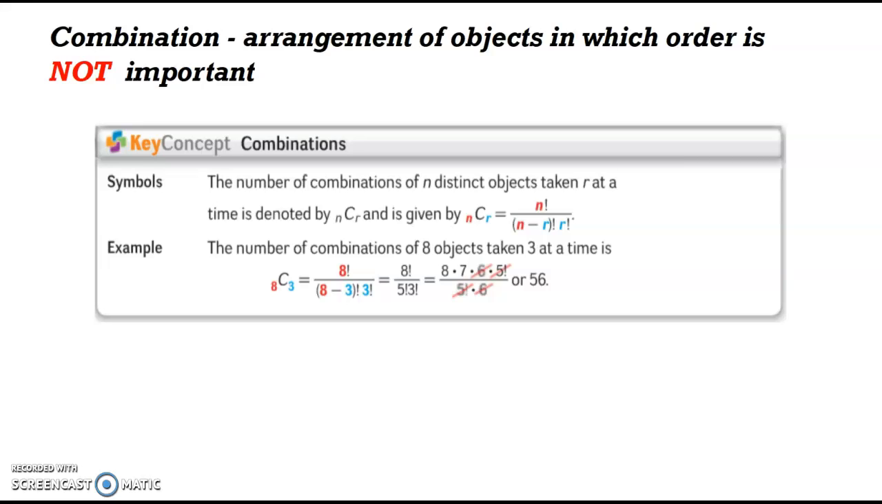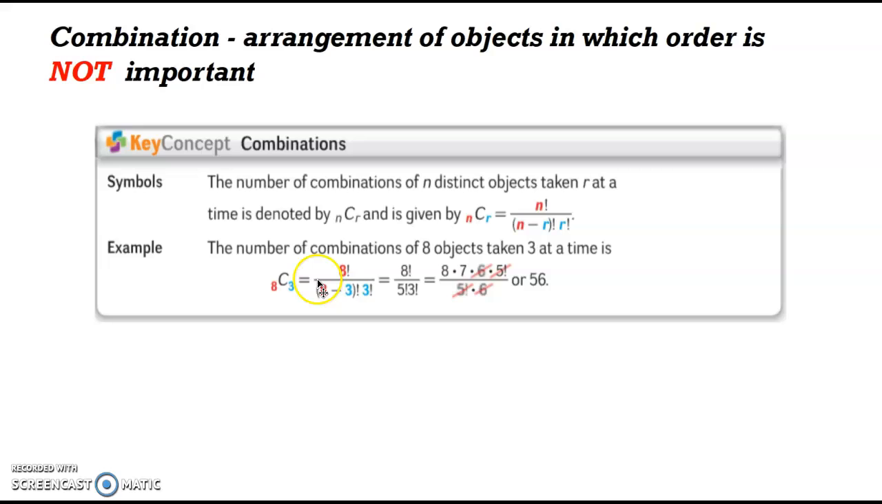With combinations, the number of combinations of n distinct objects taken r at a time is denoted by nCr and is given by nCr equals n factorial over n minus r factorial times r factorial. An example would be the number of combinations of 8 objects taken 3 at a time.